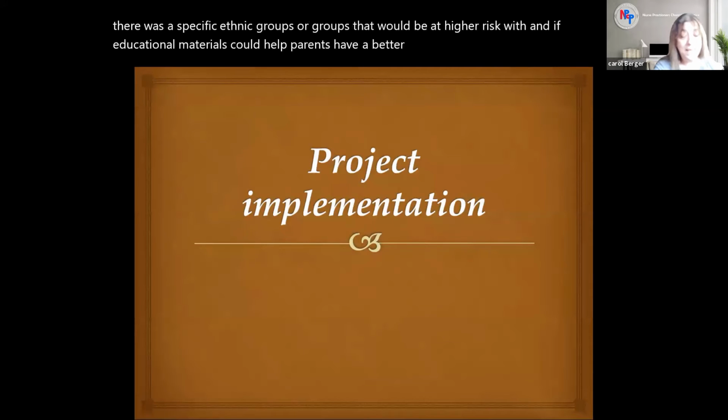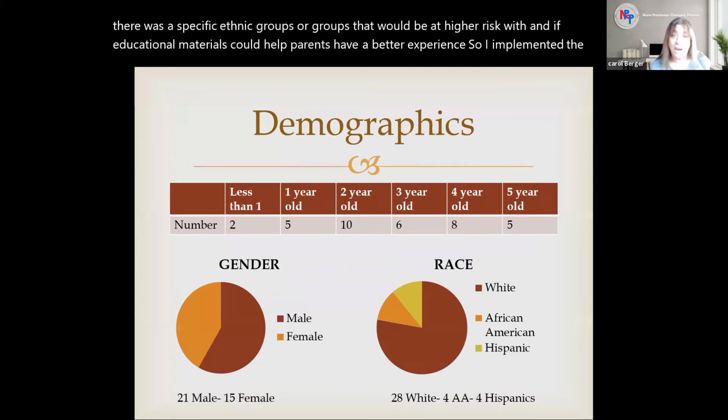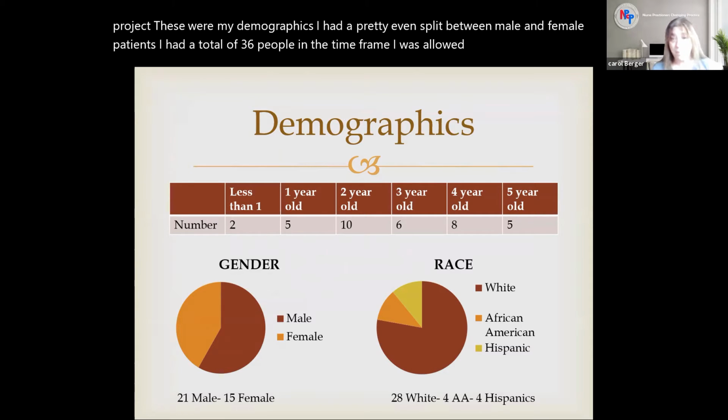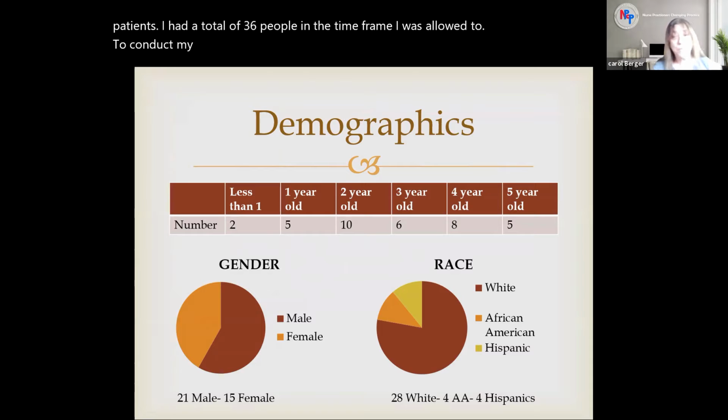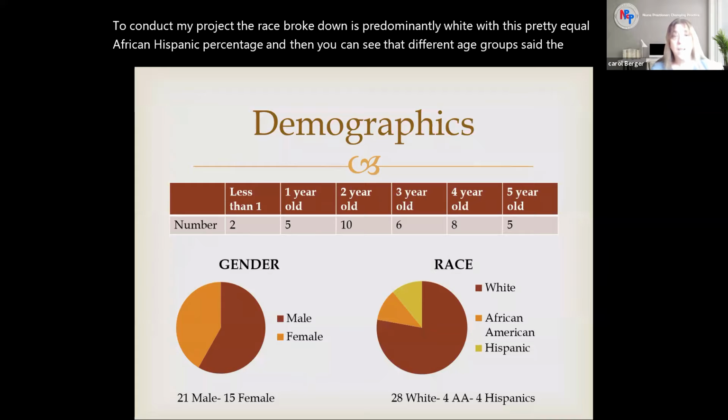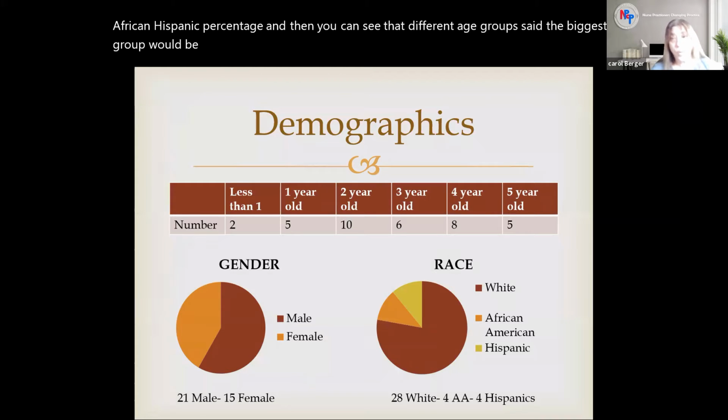So I implemented the project. These were my demographics. I had a pretty even split between male and female patients. I had a total of 36 people in the time frame I was allowed to conduct my project. The race broke down as predominantly white, with a pretty equal African American and Hispanic percentage. And then you can see the different age groups. The biggest groups were the 2-year-olds and the 4-year-olds. Those were the highest numbers.